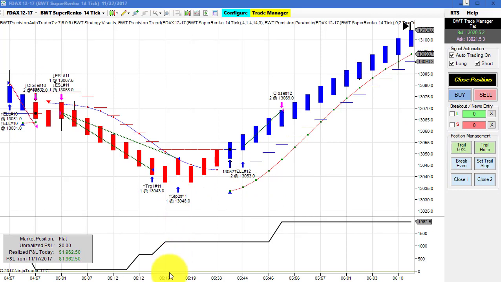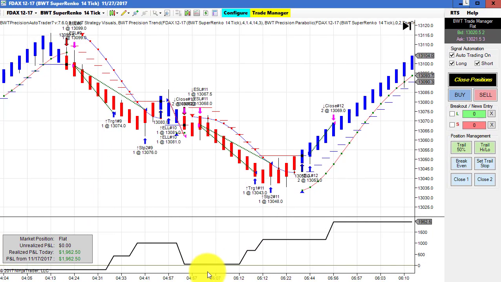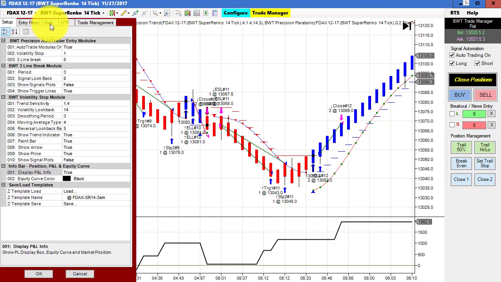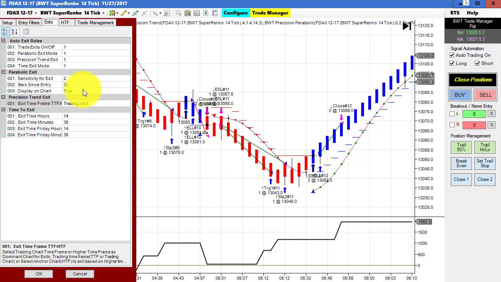Okay, so here's our DAX template that I've been showing all along, except this time I'm showing the parabolic filter. It's always been there, but I just wasn't showing it. The settings on this one: I have the parabolic exit mode activated, as you can see here, and the sensitivity for exit is 2.